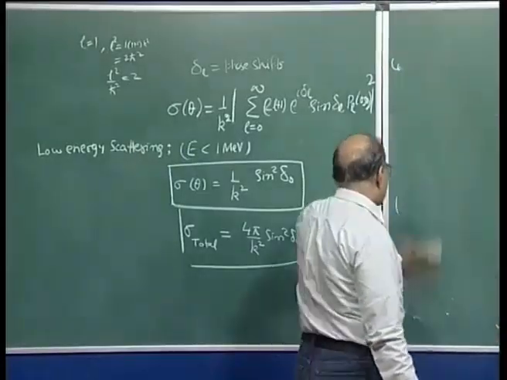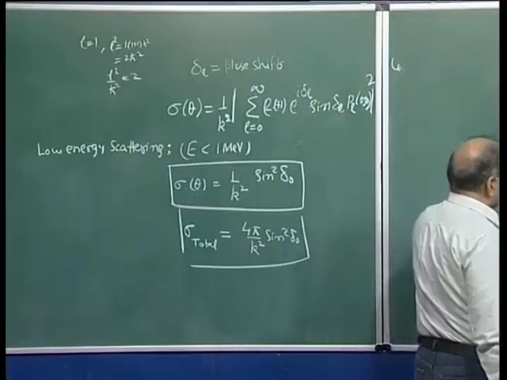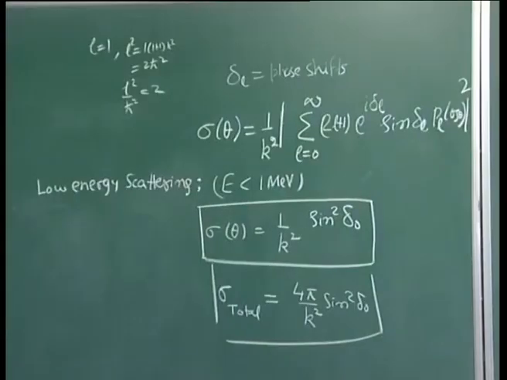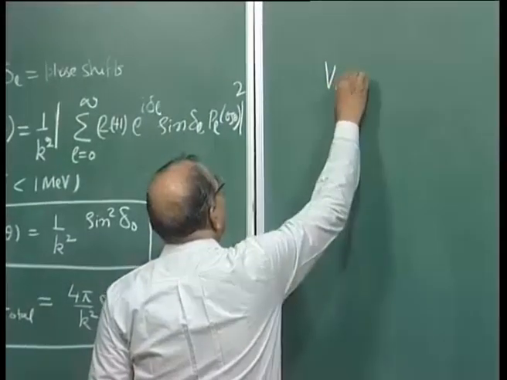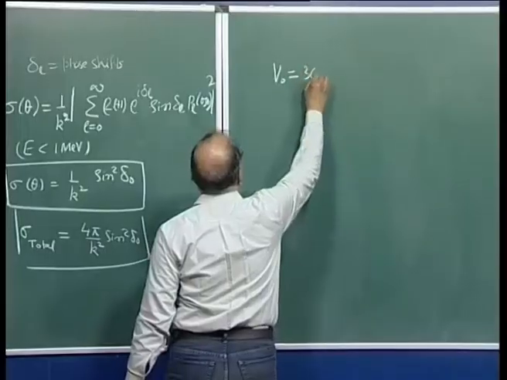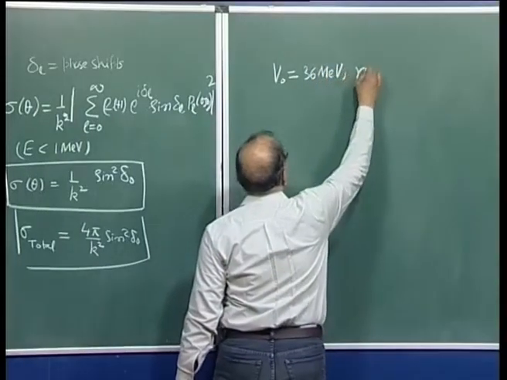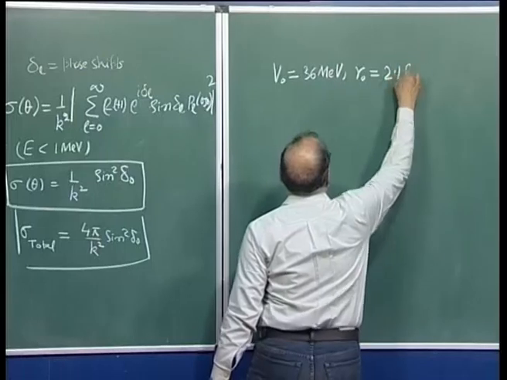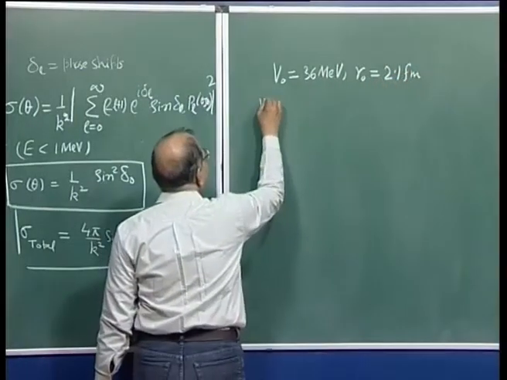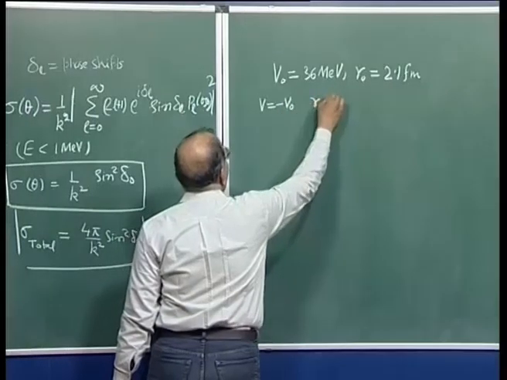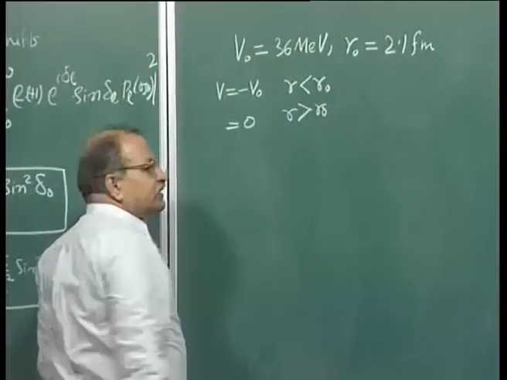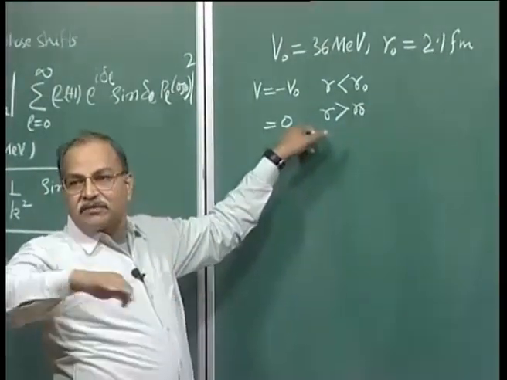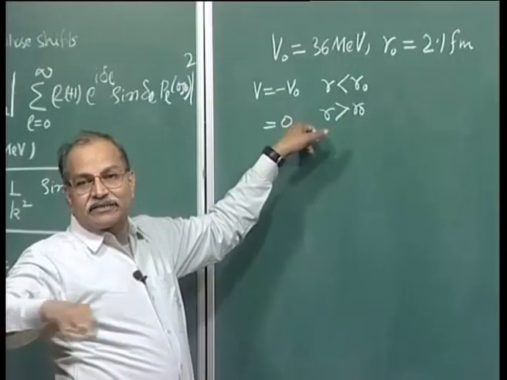the potential between neutron and proton that gave us the deuteron bound state. If I use that potential, that interaction, what value of sigma do I expect? For a square well potential, V naught is equal to 36 MeV and R naught is equal to 2.1 femtometer. Square well potential V is minus V naught for r less than R naught and is equal to 0 for r greater than R naught. This potential was able to give me the correct bound state energy.